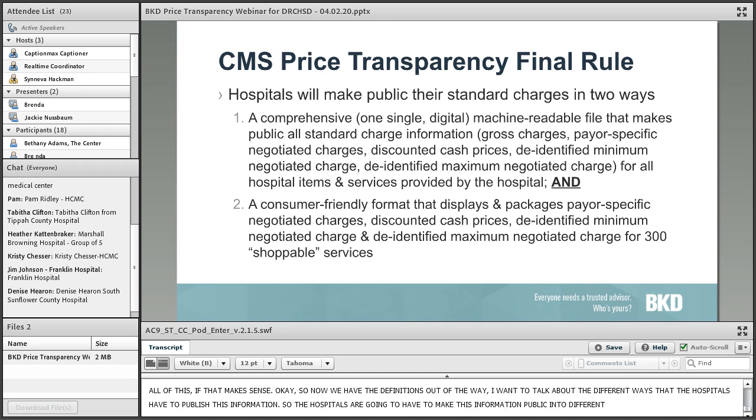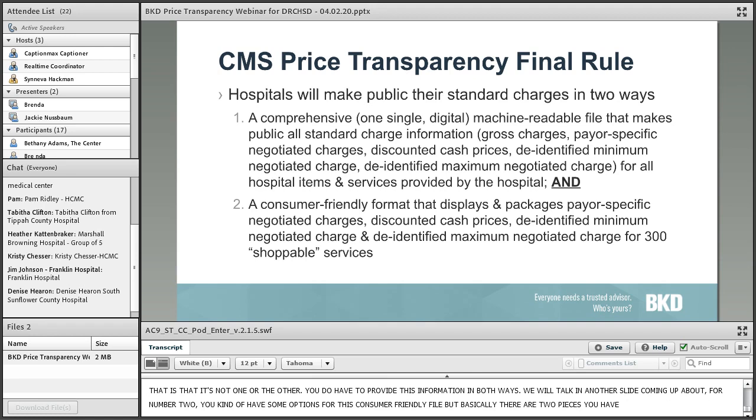Okay, so now we have the definitions out of the way. I want to talk about the different ways that the hospitals have to publish this information. So the hospitals are going to have to make this information public in 2 different ways. And you'll see between number 1 and 2, we've added the word and made that bold. I think there was some confusion early, and CMS went back and clarified this, that it's not one or the other. You do have to provide this information in both ways.